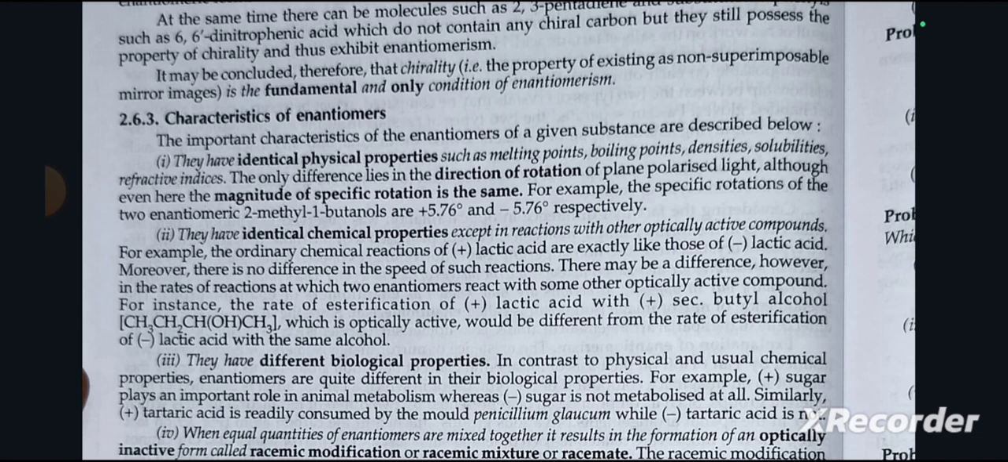2.6.3 Characteristics of enantiomerism. The important characteristics of enantiomerism of a given substance are described below. First, they have identical physical properties such as melting point, boiling point, density, solubility, and refractive index. The only difference lies in the direction of rotation of plane polarized light, although even here the magnitude of specific rotation is the same. For example, the specific rotations of the two enantiomeric 2-methyl-1-butanols are +5.76 degrees and -5.76 degrees respectively.